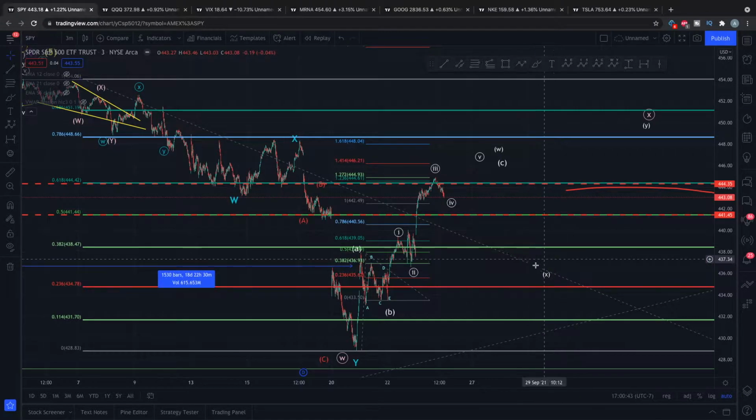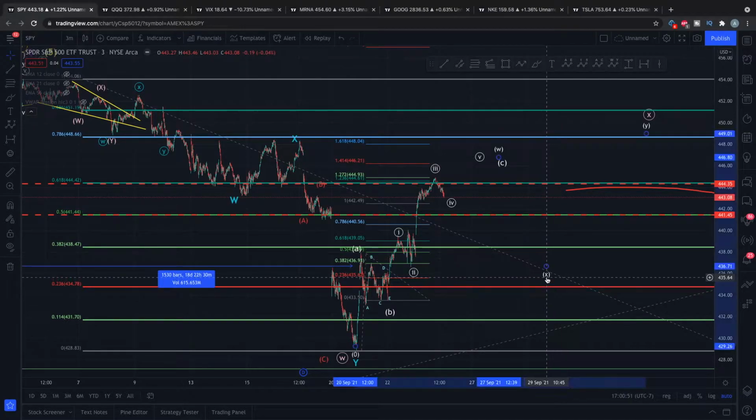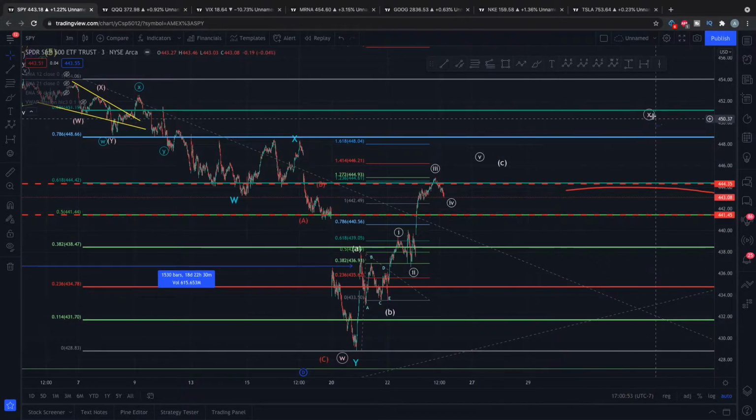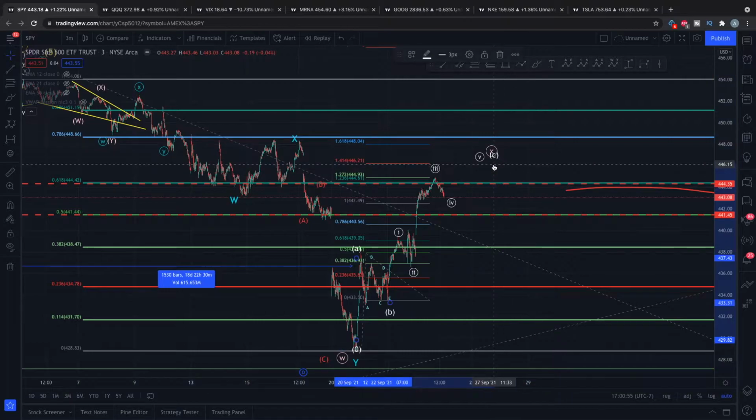But either way, this leg of downside here should bring some profitability for those in bearish positions on the indexes. But just throwing that out as a warning, right now I don't think that is the case. We could just come up for an X wave and then start the second leg of downside.